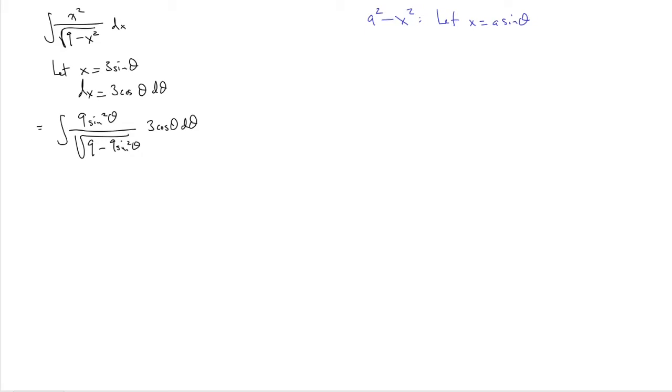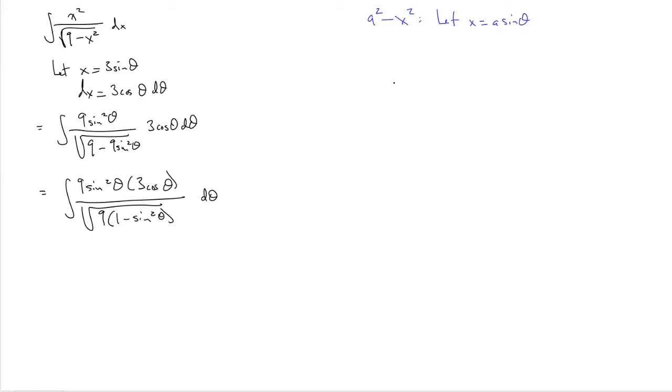All I did was replace each x with 3 sine theta and replace the dx with 3 cosine theta d theta. And that gives us this expression here. Now in the denominator, where I have square root of 9 minus 9 sine squared theta, it's easy to factor out a 9. Which gives us this expression here. You see I've brought the 3 cosine theta into the numerator.